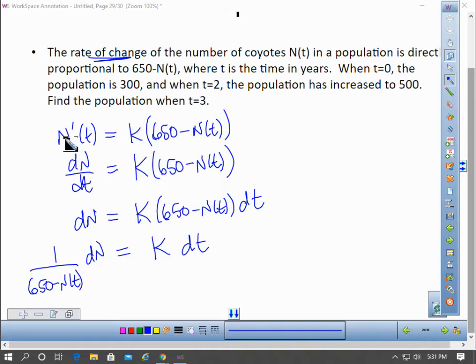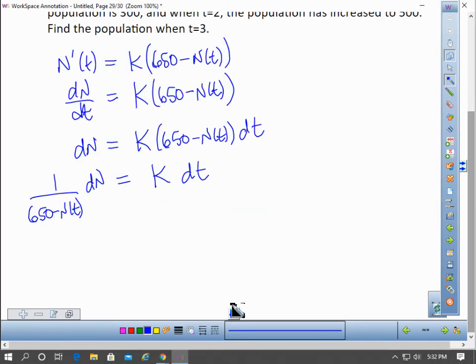I didn't have to replace this N prime with dN/dt. You could just think of that as the antiderivative of it. But I replaced it with dN/dt. Multiply the dt over here, bring the N of t to be with the N prime of t, and this is what I got here. So then I'm integrating. So I've separated. So I've got my N's on one side and my t's on the other. So I've separated. Now I'm ready to integrate.